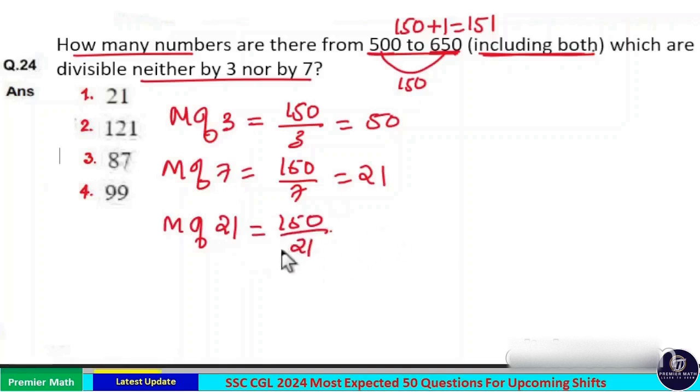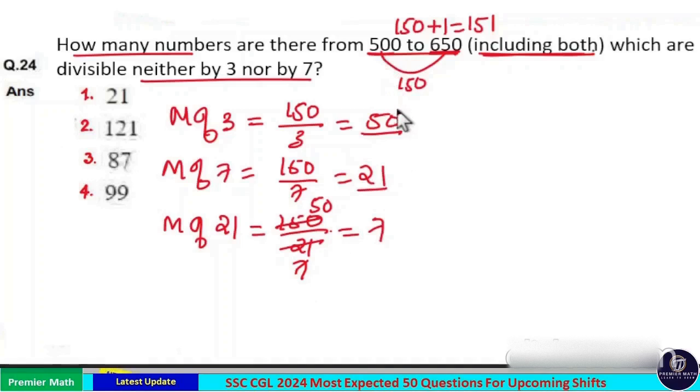150 divided by 21. 3 goes 7 times in 21, 3 goes 50 times in 150. 7 goes 7 times in 50, that is, the quotient is 7. Now this 7 is the count of multiples of both 7 and 3. This 7 is included in the 50 plus 21, 71 numbers.